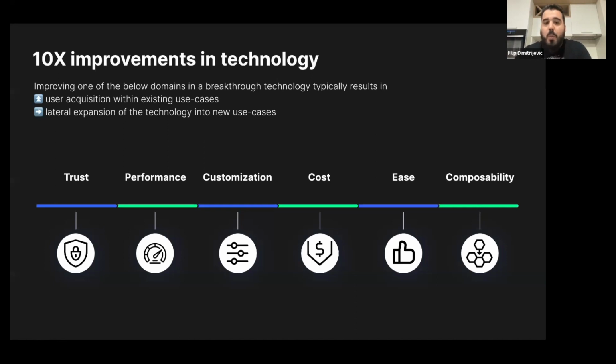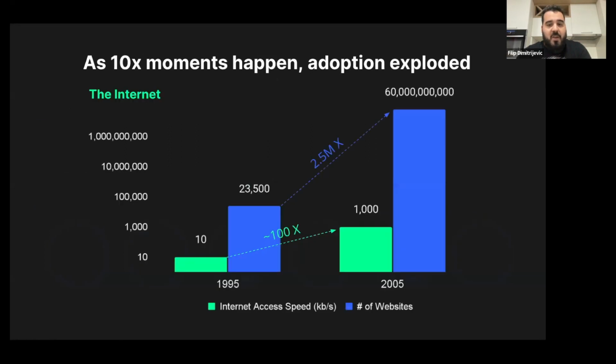If it's a breakthrough technology and we have a 10x improvement in it, it results either in huge user acquisition or in the expansion of that technology into completely new use cases. I would like to explain this through an example that's very common to all of us, which is the internet. Just look at the moments when it happened, and how much it actually exploded.